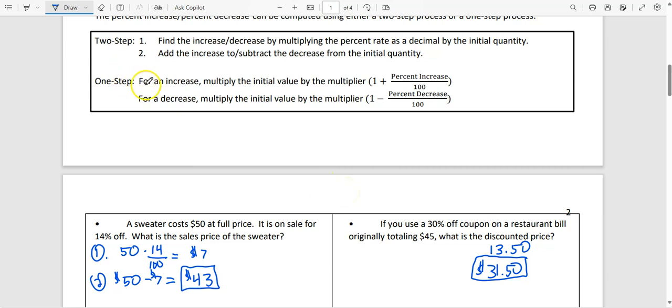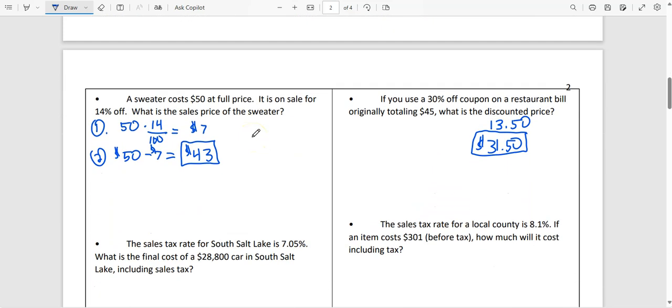For the one-step approach, what we do is to do an increase, we multiply by what's called a multiplier, and it is 1 plus the percent increase divided by 100. If it's a decrease, we multiply by the multiplier 1 minus percent decrease over 100. And this can be seen in a couple of ways, but let me see if I can show it to you first so you know that it works, and then maybe I can explain it.